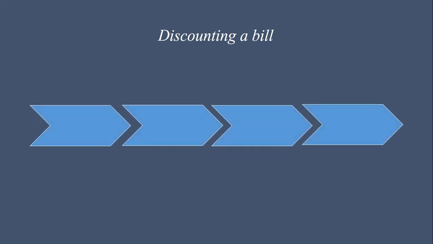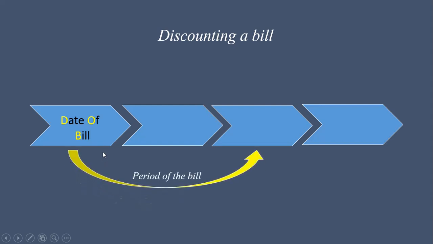Let us revise a few things. Consider a simple transaction between a drawer and a drawee. The date at which the bill is drawn is known as date of bill. Now, period of the bill is the period after completion of which the drawer gets money. It is known as nominal due date. But 3 days are added to this nominal due date and we get legal due date.